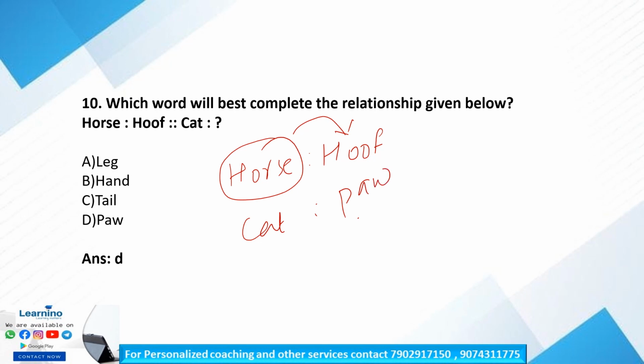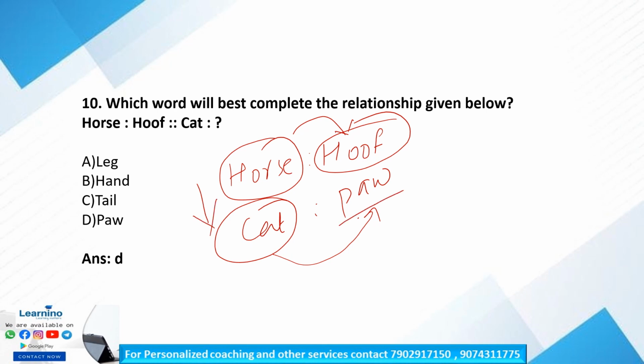Okay, so paw can be used for the animals similar to cat, such as tiger, lion and all. Okay. So for human, for us, we can say it as foot. Okay. But for the animal category belonging to cat, we can say it as paw. Okay. So correspondingly for horse it is hoof, right? So for horse it is hoof. The same relationship for the cat it is paw.